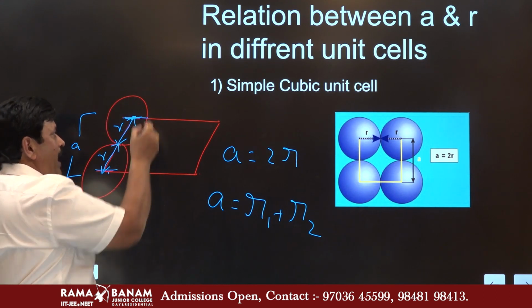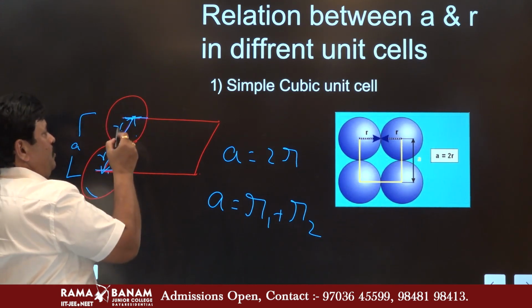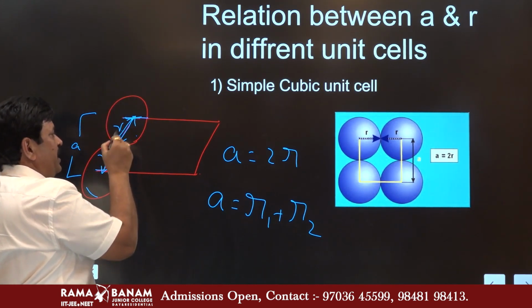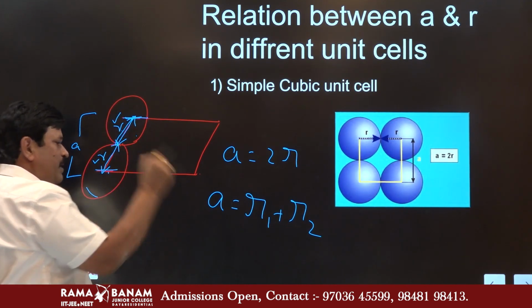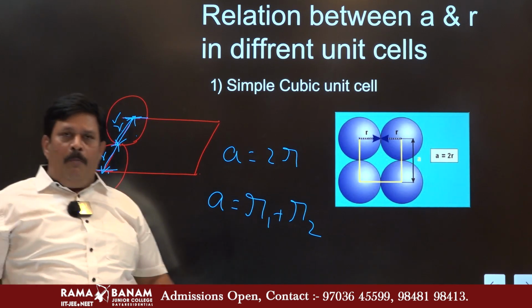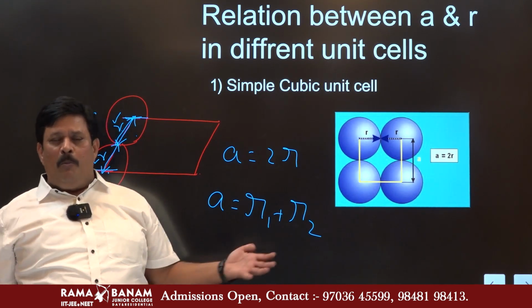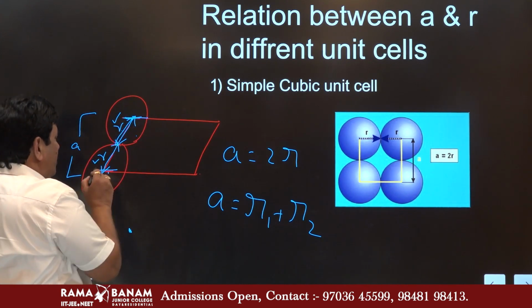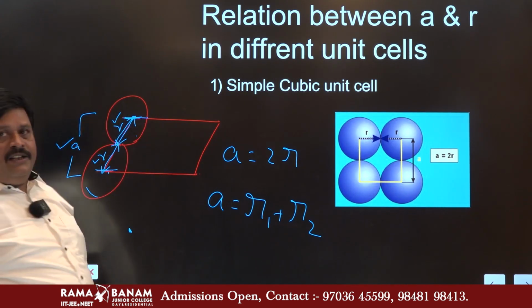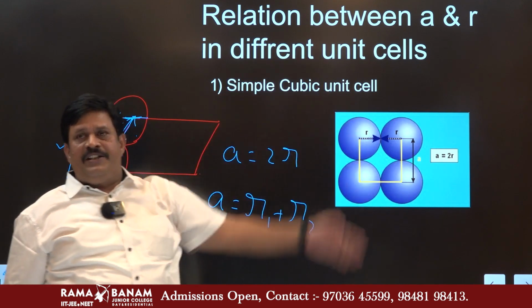This is particle 1 and this is particle 2. From center to center it's called the radius of the particle. The two particles may be the same, or they may be different. And we all know that the length from corner to corner is called the edge length, which we denote as A.